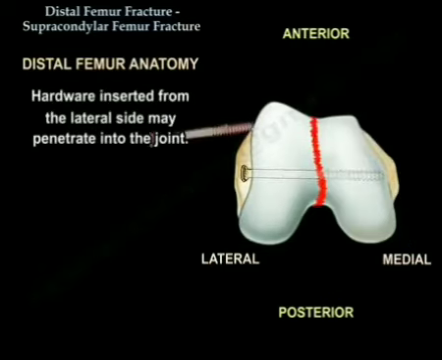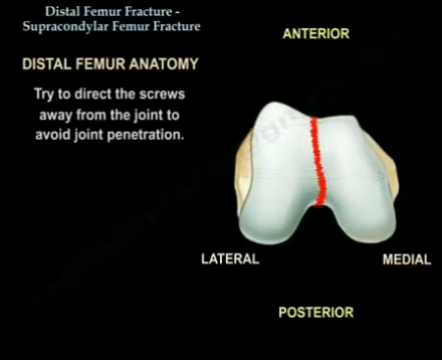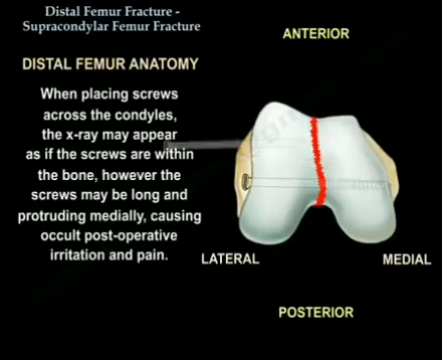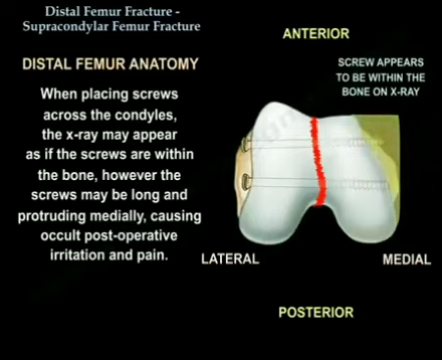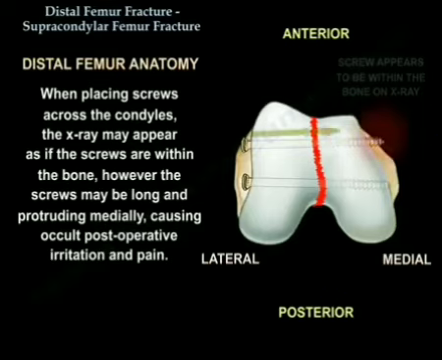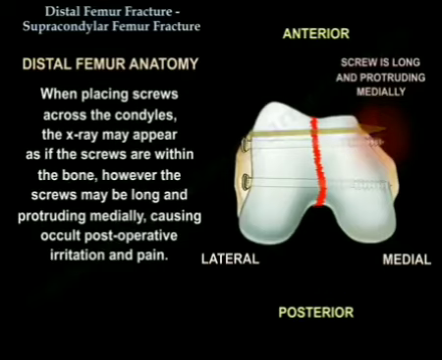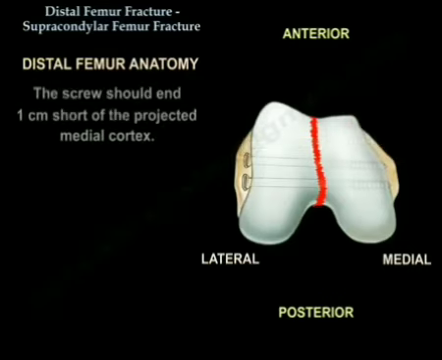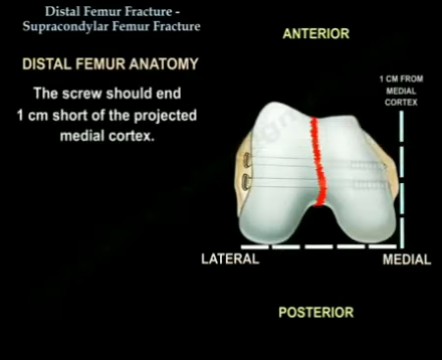Hardware inserted from the lateral side may penetrate into the joint. Try to direct the screws away from the joint to avoid joint penetration. When placing screws across the condyles, the X-ray may appear as if the screws are within the bone. However, the screws may be long and protruding medially, causing an occult postoperative irritation and pain. The screw should end 1 centimeter short of the projected medial cortex.